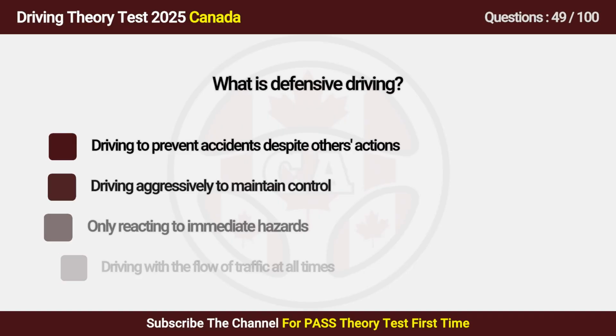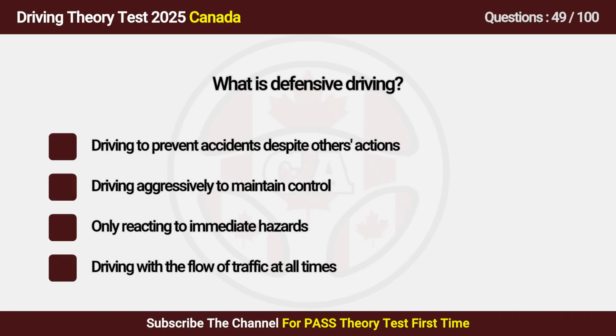Question 49. What is defensive driving? A. Driving to prevent accidents despite others' actions. B. Driving aggressively to maintain control. C. Only reacting to immediate hazards. D. Driving with the flow of traffic at all times.